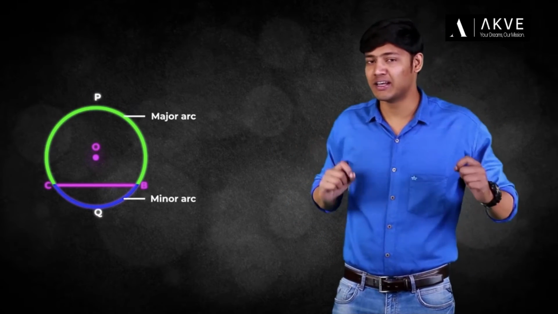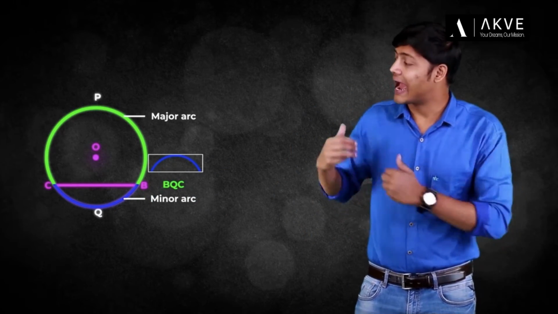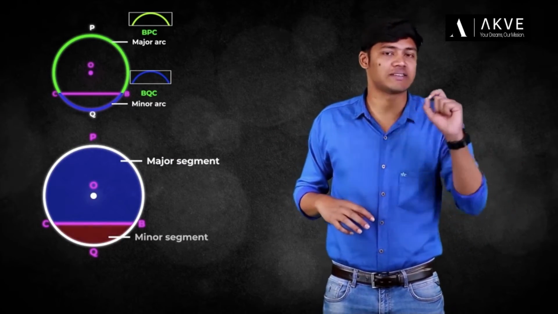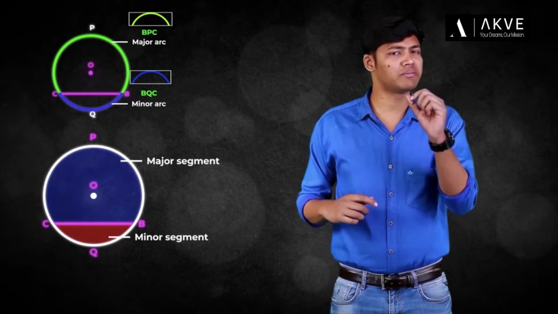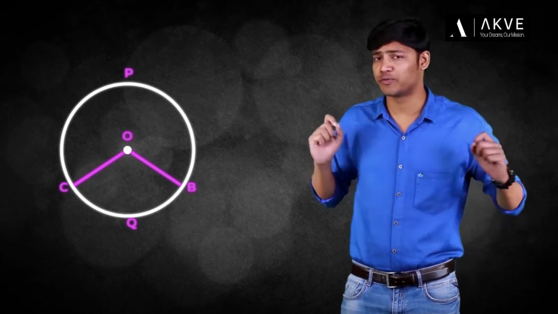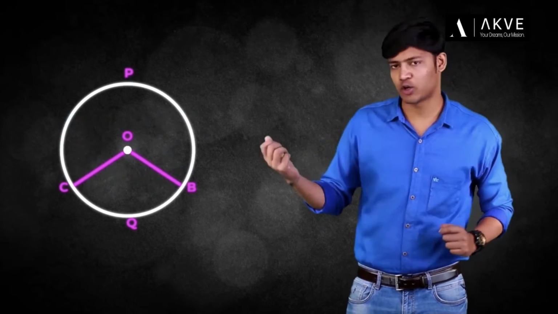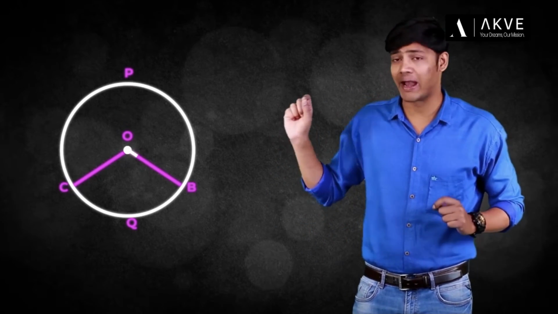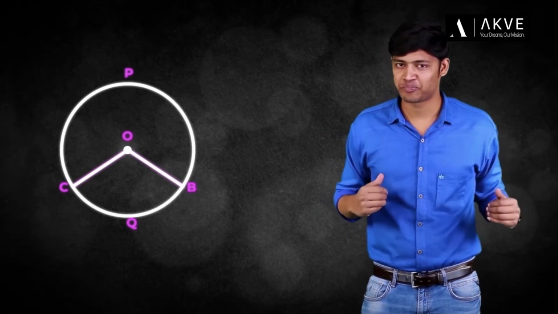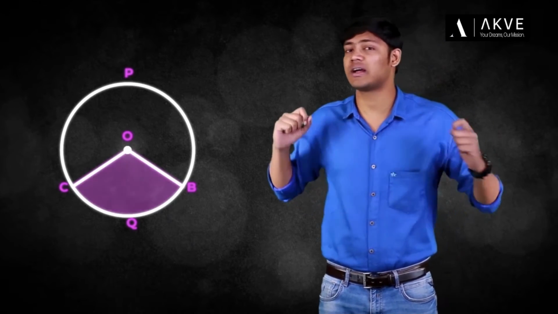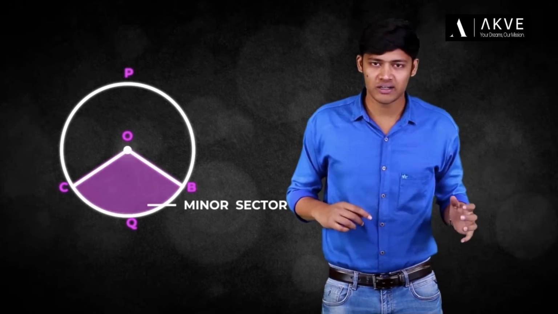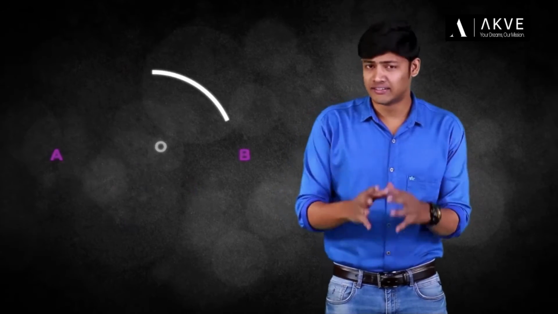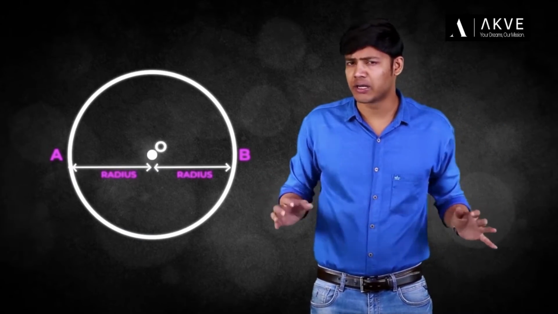So, in this circle, BQC is the minor arc and BPC is the major arc. The red colored region is the minor segment and the blue colored region is the major segment. To find the sectors of this circle, we have to join the center of the circle and the endpoints of the arc. So let's join O and B and O and C. Now, the region in pink color represents the minor sector and the region in the yellow color represents the major sector.